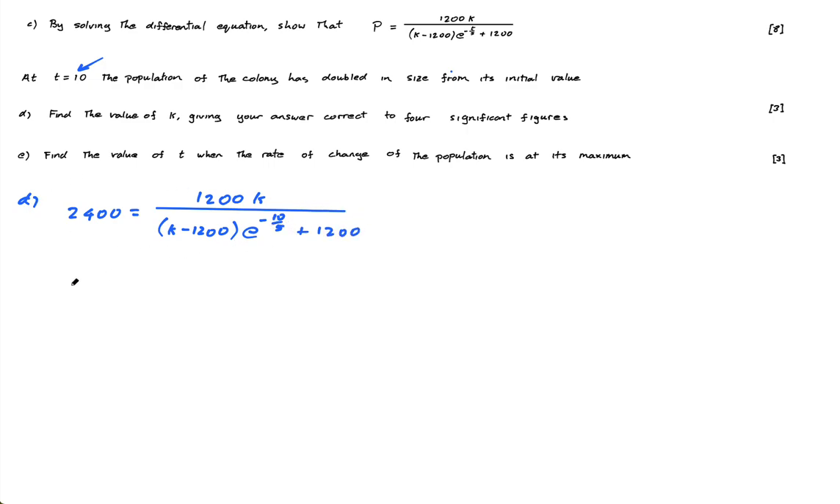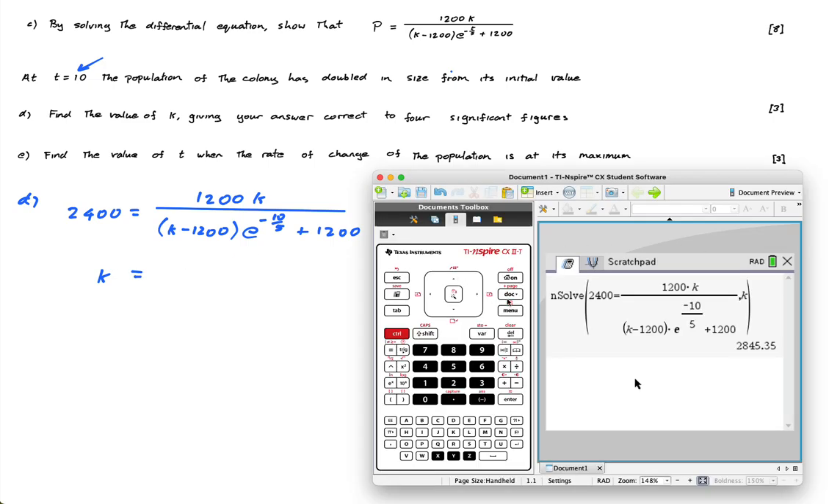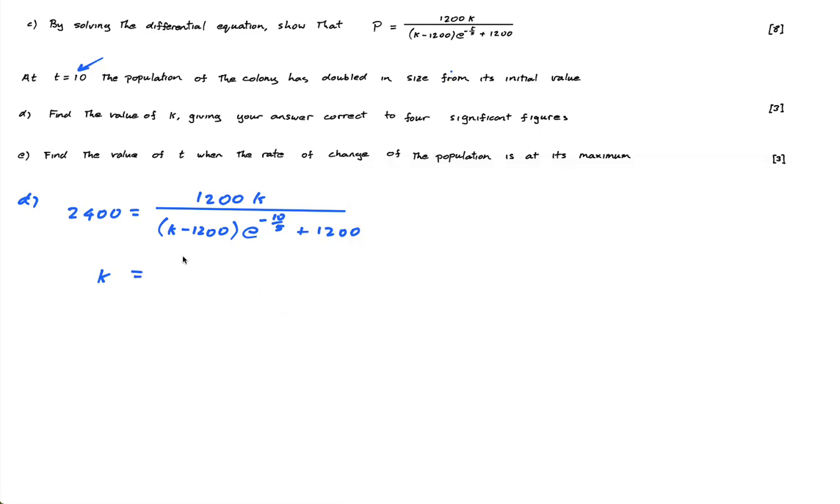How do I solve this? Just use your calculator. And I've already done it, guys. Nsolve, put in this equation, comma k, and it finds me k, which is 2845.35, but it says 4 significant figures. So because it's 4 significant figures, I will say 2845.